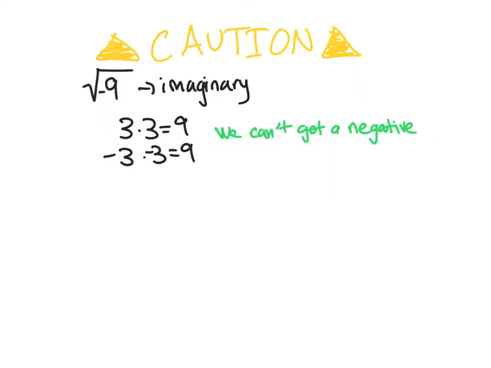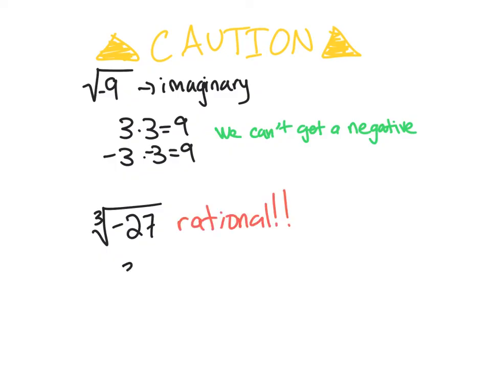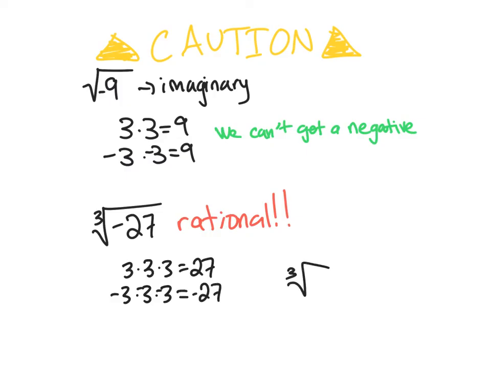One quick caution. We've talked about how the square root of a negative is imaginary because 3 times 3 is 9, and negative 3 times negative 3 is also 9. We can't multiply a number times itself to get a negative. But we can cube a number to get a negative. So the cube root of negative 27 is not imaginary. We know that 3 cubed, or 3 times 3 times 3, equals 27. And we also know that negative 3 cubed equals negative 27. Therefore, the cube root of negative 27 is negative 3.